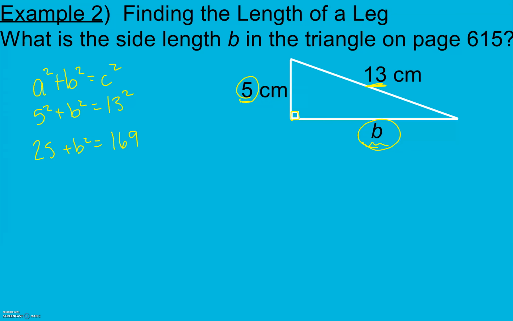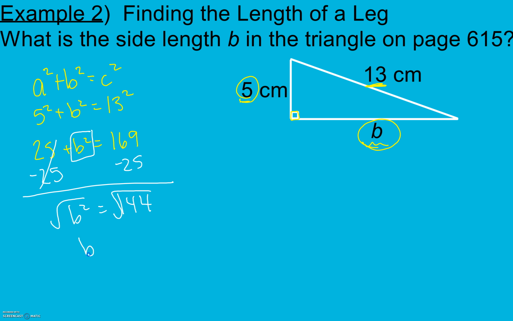Now, to get my b value by itself, I first need to get my b squared term by itself. So I subtract the 25 to move it to the other side and get my 0 that I need with my b squared. Now I take the square root to get rid of my square, and b equals 12 centimeters.